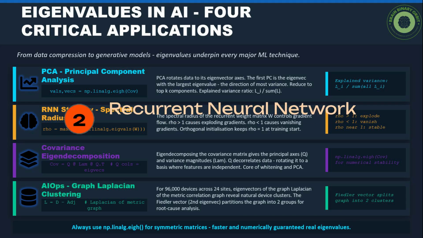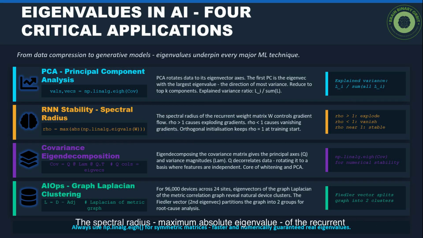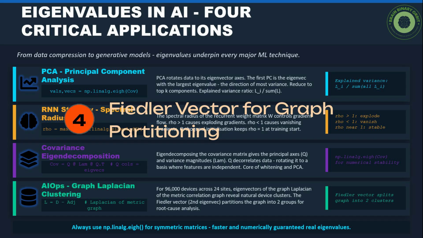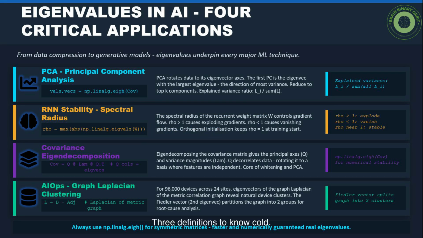2. RNN stability. The spectral radius, the maximum absolute eigenvalue of the recurrent weight matrix, controls gradient flow. Use orthogonal initialization to start with spectral radius near 1. 3. Eigendecomposing the covariance matrix decorrelates features and enables whitening. 4. For your monitoring network, the Fiedler vector, the second eigenvector of the graph Laplacian, partitions devices into natural clusters for root cause analysis.